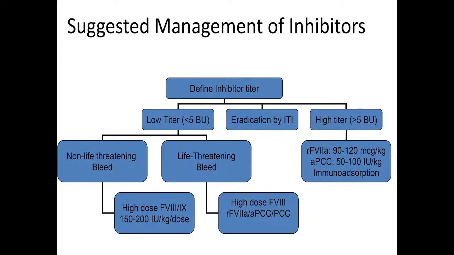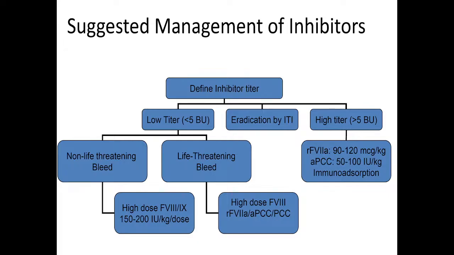Management of inhibitors: define the inhibitor titer. Low titer is eradicated by ITI. ITI is immune tolerance induction. If we give a lower dose initially and then slowly increase the dose, it will lead to immune tolerance induction, and then the factor will start working. Initial doses actually will neutralize the antibodies.